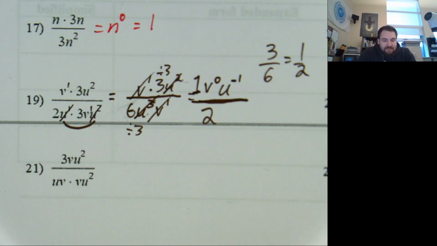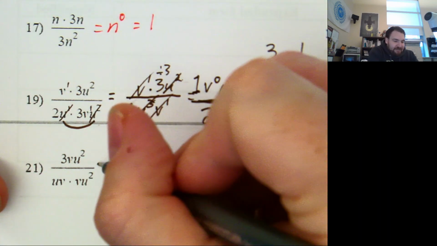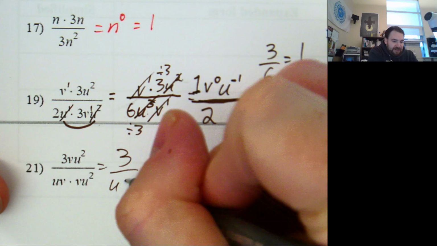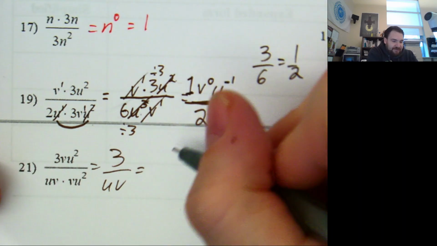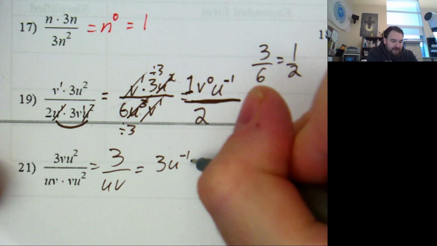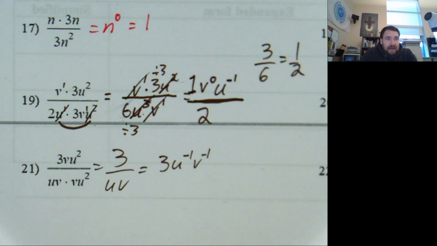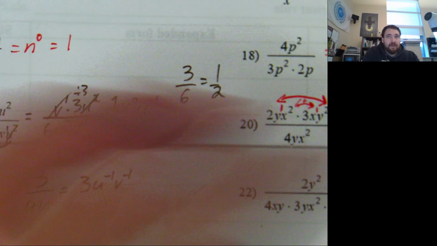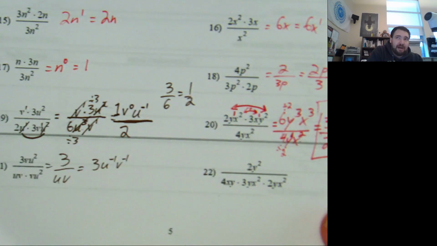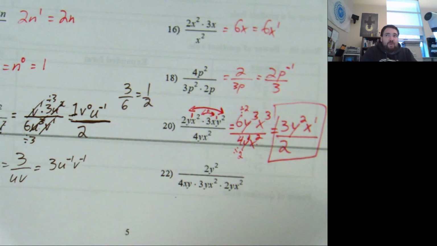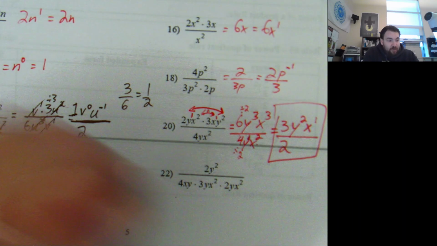Okay, number 21. You can either write it, I saw some of you leave it yesterday as 3 over uv. Some of you left it as 3u to the negative 1, v to the negative 1. Either one of these is totally acceptable. I'll zoom this out. 20 is the one that Liam asked me to do as an example yesterday. And then 22, it looks pretty awful, but it's really not. It's totally doable.